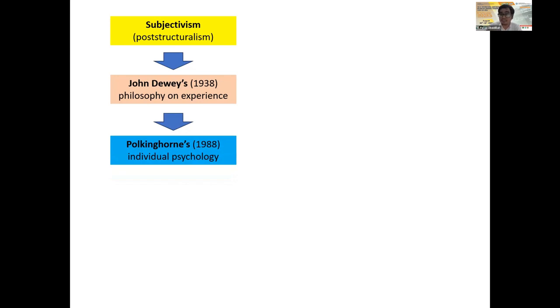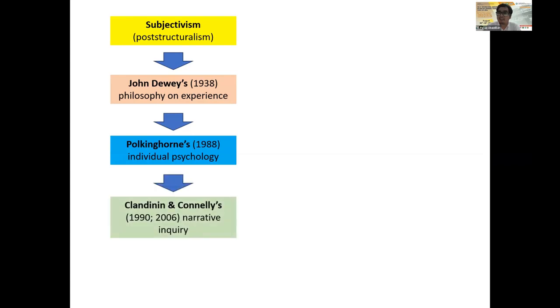So Paul Kinghorn then created his theory, which is called individual psychology, which focuses on the individual universe. And Michael Connelly are two scholars who were influenced by Paul Kinghorn's works and John Dewey's work. So this is the first part of how narrative inquiry was then developed in 1990 and continued in 2006 with the term narrative inquiry. I think this is a very important point for you to understand how scholars are influencing others years by years.